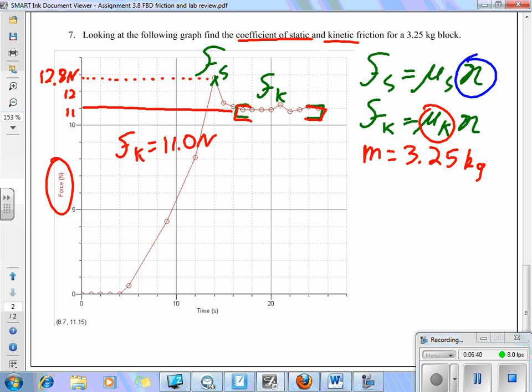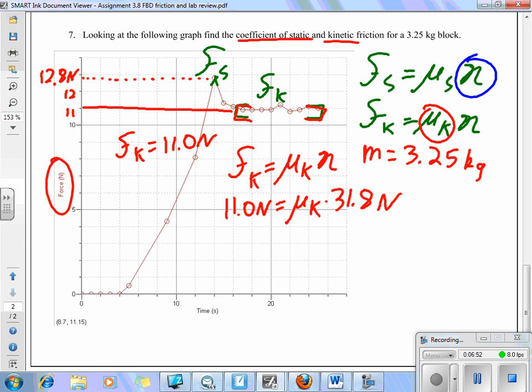And then I just have to find the details of this equation. But it's really easy now because we already figured out what the normal force is. So I'll get you set up. And from here you can easily solve for what mu k is. Alrighty. From here, we're done with sheet 3.8.